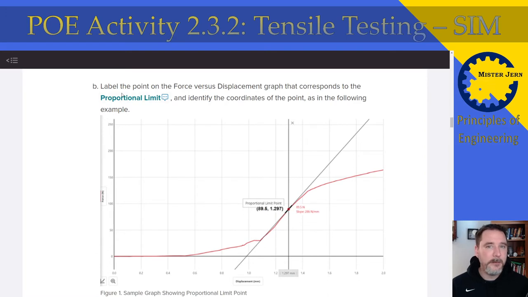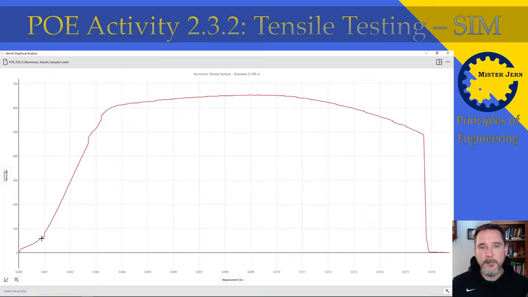Part B, though, it says to label the point on the force versus displacement graph that corresponds to the proportional limit. So I would scroll back up and see where is the proportional limit on this graph. If you remember, the proportional limit is basically where force versus displacement is no longer proportional to each other. We're going to ignore this little mess at the beginning. This is real life data, so it's not going to be as clean and pretty as some of the diagrams, right? So this long section here is a pretty good proportional area.